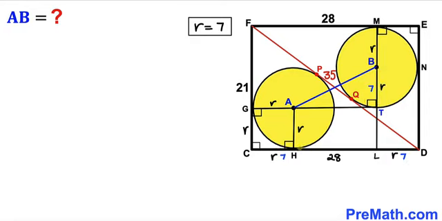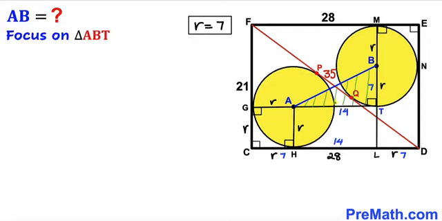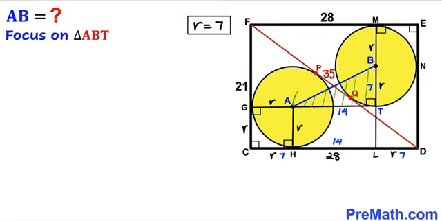And now let's make an observation. We can see that this segment HL is going to be 28 minus 7 and then minus 7 once again. 28 minus 7 is going to give us 14 units. If this segment is 14 units, then this other segment AT is going to be 14 units long as well. And here's our next step. Let's focus on this right triangle ABT, whose side lengths are 14 and 7. And now we are going to calculate this length AB.